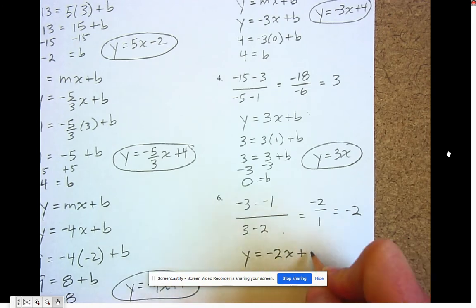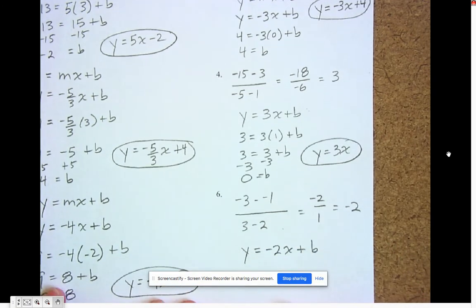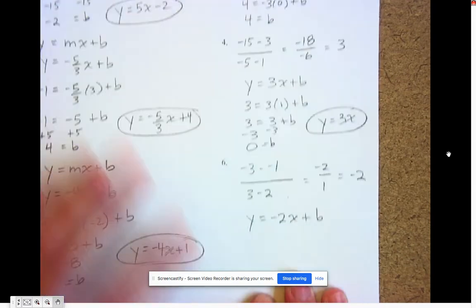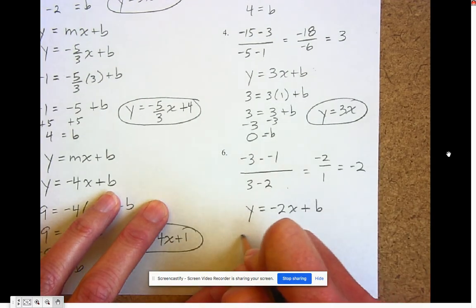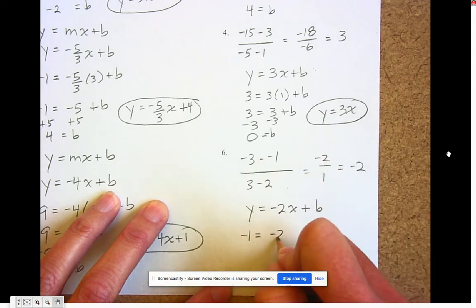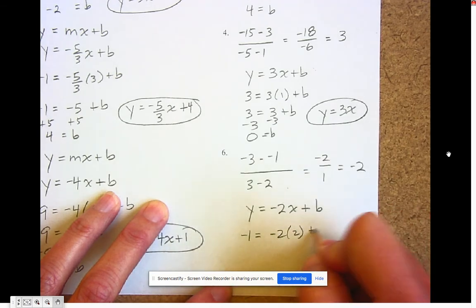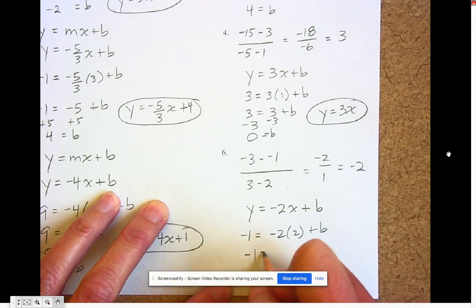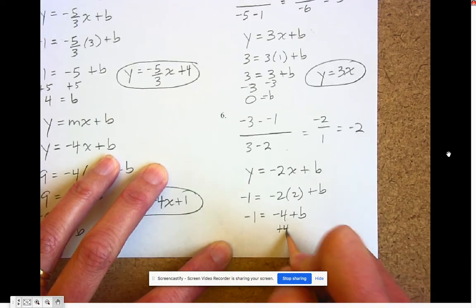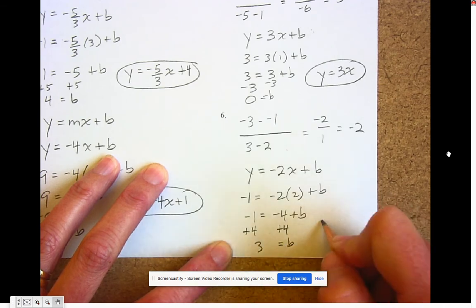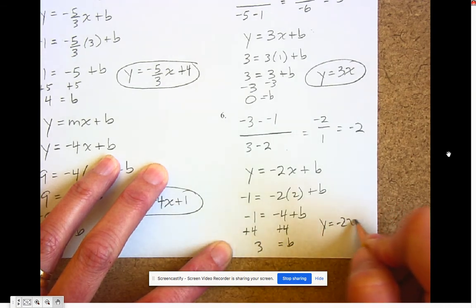Okay, so then you can choose either point to solve for b. I think I'm going to use (2, negative 1). So I'm going to replace y with negative 1 and x with 2. So negative 1 is equal to negative 4 plus b. I'm going to add 4 to both sides. So my b value is equal to 3. So y is equal to negative 2x plus 3 is my equation.